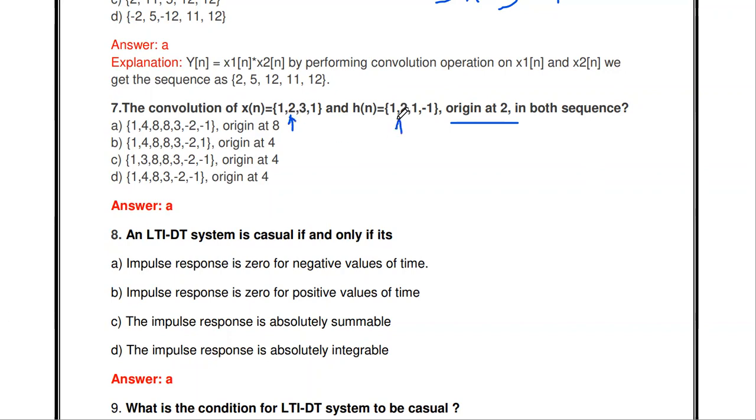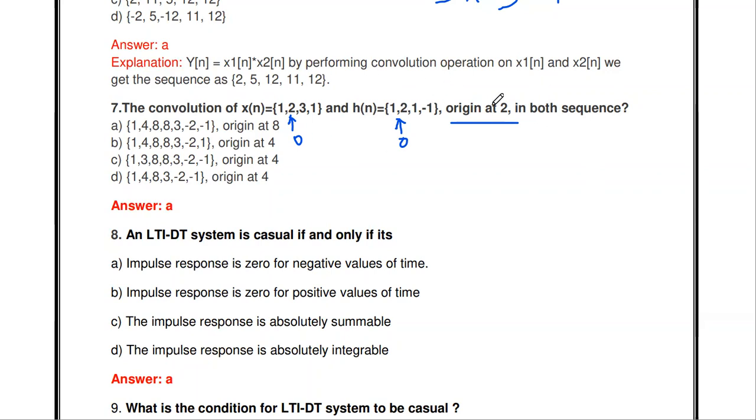What is the meaning of this arrow? This arrow indicates the value of x of n at n equal to 0. So the sequence x of n starts from x of minus 1 to x of 2. This is n equal to 0. So this 1 is at n equal to minus 1, this 3 is at n equal to plus 1, and 1 is at n equal to 2. Similarly, for h of n, this is n equal to 0. So this 1 is the h of minus 1 value, this is the h of 1 value, and minus 1 is the h of 2 value.